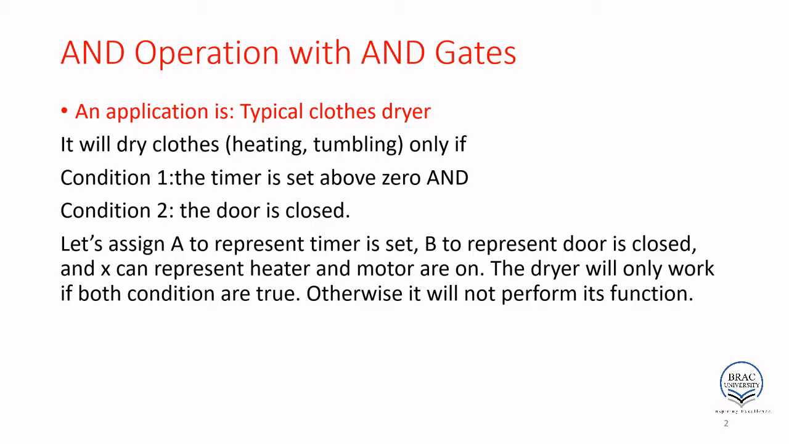An application of a typical AND operation is a cloth dryer. It will dry clothes only if condition 1, the timer is set above 0, and condition 2, the door is locked. If both of the conditions are satisfied, then the dryer will dry the cloth.